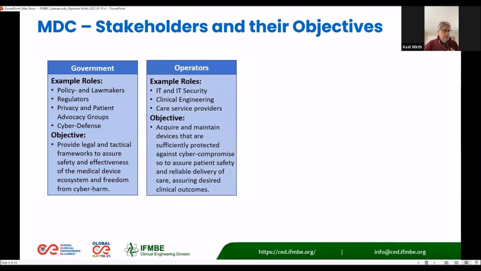Then, of course, you have the operators of devices, and I assume that most on the call today will fall into that category. So that includes IT and IT security. It includes clinical engineering. It also includes providers of care services. So if you think, for example, about telehealth, there's typically a care service provider that provides the telehealth service to the patients and the hospitals, and they certainly have a stake in cybersecurity as well, as these operators of devices typically are deeply involved in the acquisition and maintenance and need to make sure that the devices are sufficiently protected against cyber compromise so that patient safety is assured and reliability of the delivery of care is assured. And we'll talk about both of those aspects in more detail later.